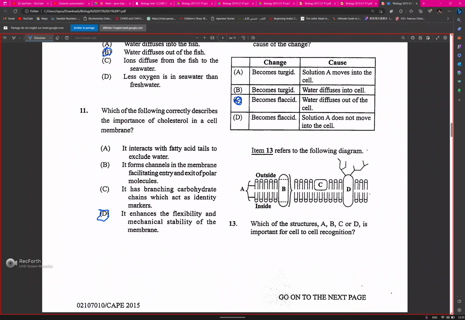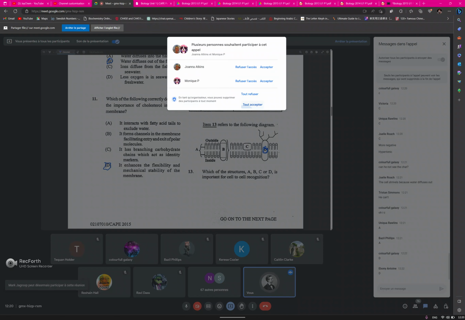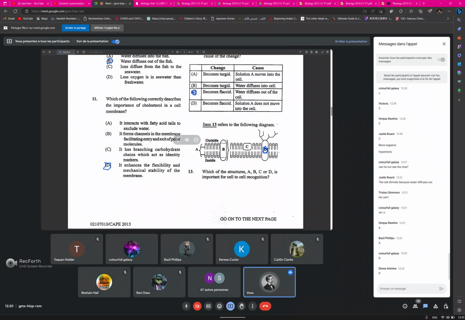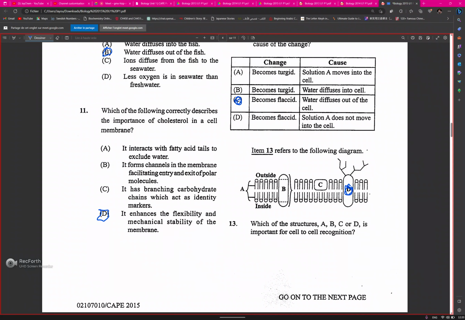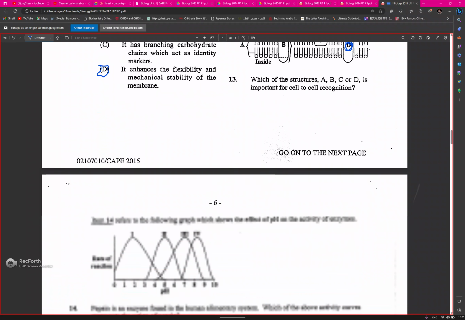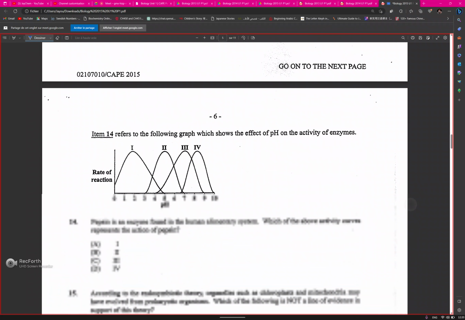Which of the following structures A, B, C, or D is important for cell-to-cell recognition? D would be the best answer. Even if you hadn't completed this section of biology in depth, you would have known the general structures, such as the peripheral proteins and the transmembrane proteins, wouldn't have anything to do with communication. So it must be the one that looks like an antenna, the one that is odd.